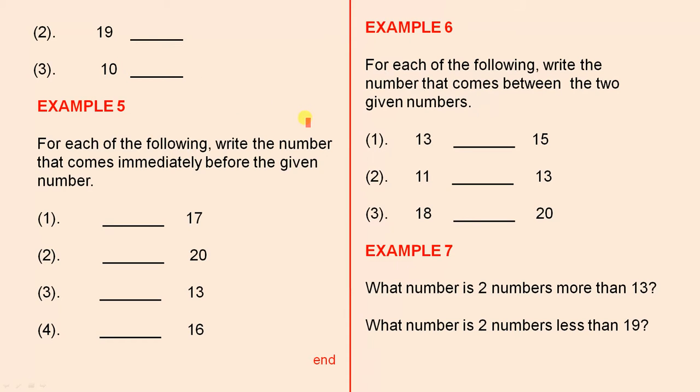For each of the following, write the number that comes immediately before the given number. What comes before 17, before 20, before 13, and before 16.